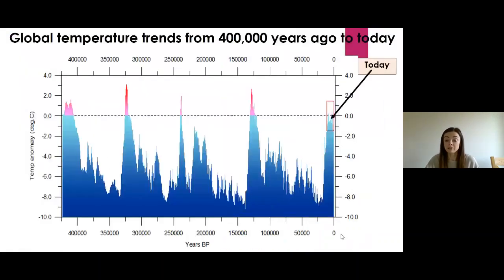Here we have a graph showing the global temperature trends from 400,000 years ago to today. Now, this dotted black line across the screen shows the temperature at 0 degrees, which is freezing point. Anything under that, which is shaded blue here, is the glacial periods. And anything above that, the pinky red colour, is the interglacial warmer periods. As you can see, we are clearly in an interglacial period. Wales and the United Kingdom is not covered in ice. The temperatures are much higher than 0 degrees, so we are in an interglacial period.